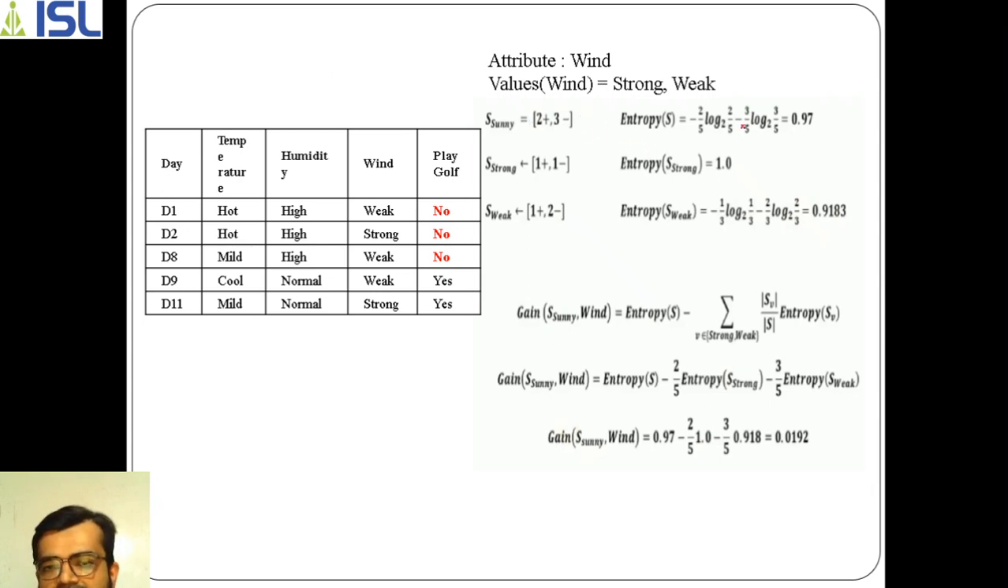Similarly, we have to perform this for wind. For wind, as you know, for sunny we have already calculated, and for wind there are 2 values, strong and weak. If you go for strong, you can find a single no and a single yes. That means equal number of positives and negatives, so entropy will be 1. But for weak, we have 1 yes and 2 no's. If you substitute this, you will get the value like this. Now for finding the information gain of the attribute wind with respect to sunny, we are getting the value as 0.0192.